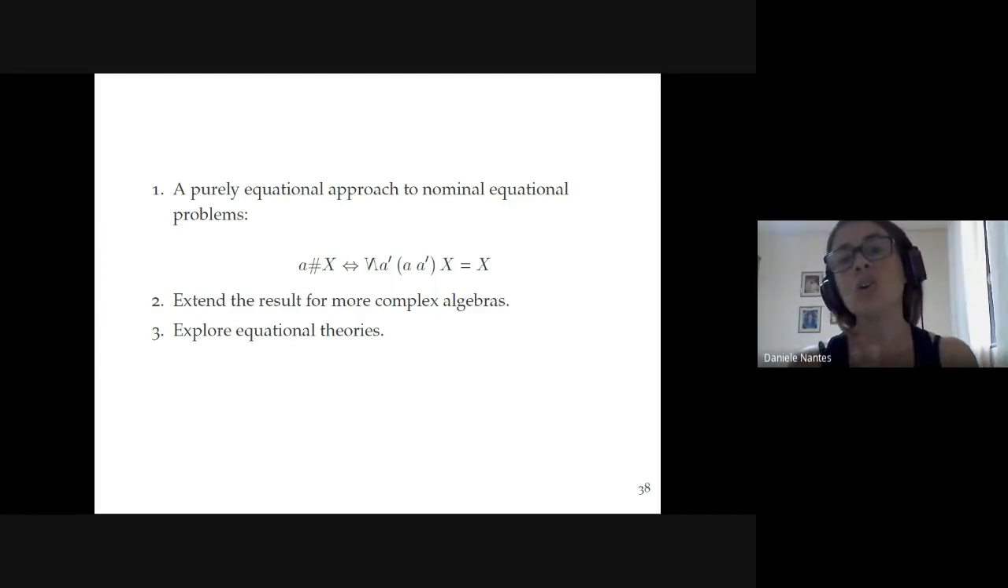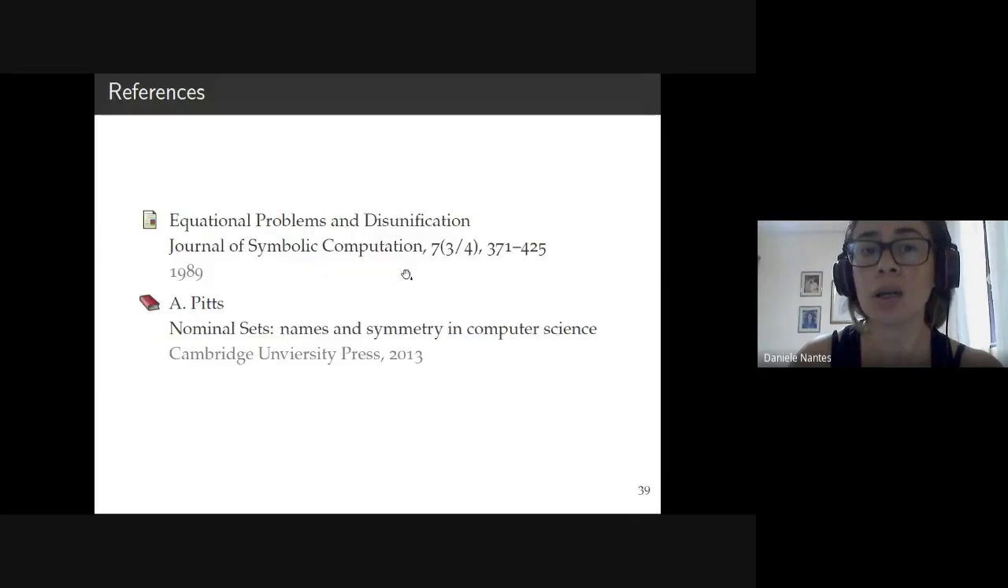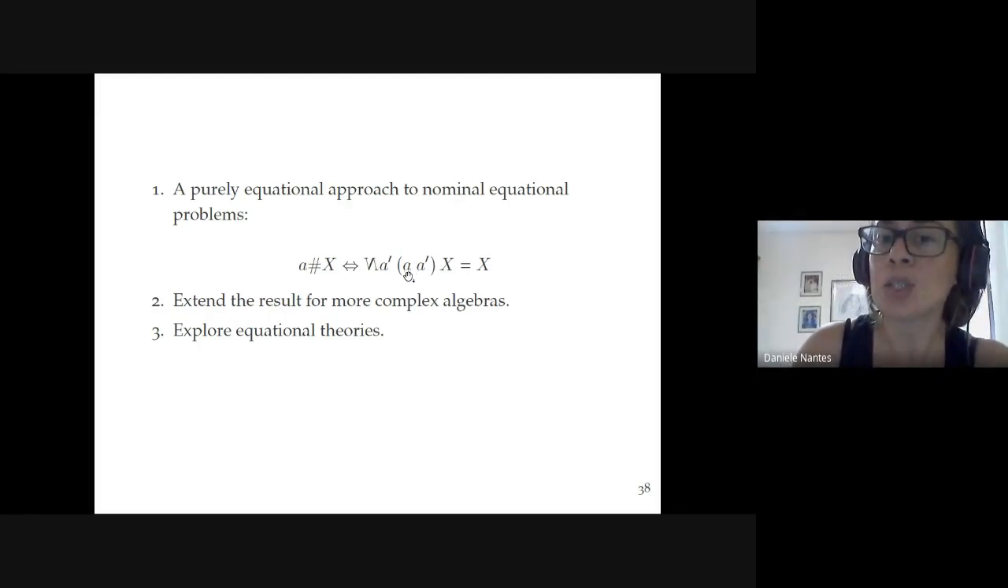So there is another work. This is Andrew Pitts' definition. It's in his book, Nominal Sets, Names, and Symmetry. He's the father of nominal sets. He has defined the freshness predicate using equality with the swapping, but it's equality. Basically Pitts said that an atom a is fresh for a variable X if and only if you can always find a new atom a' such that the permutation of a for a' applied to X is equal to X.